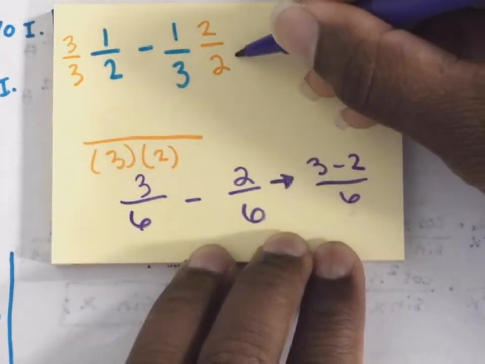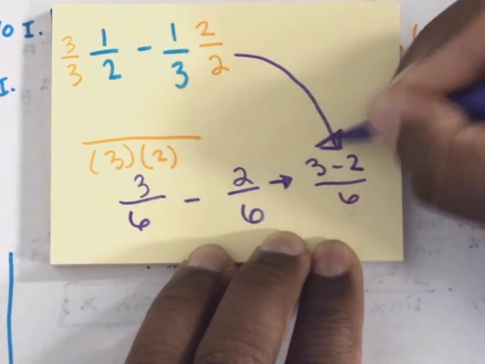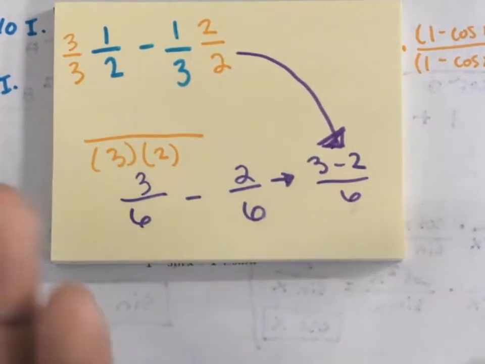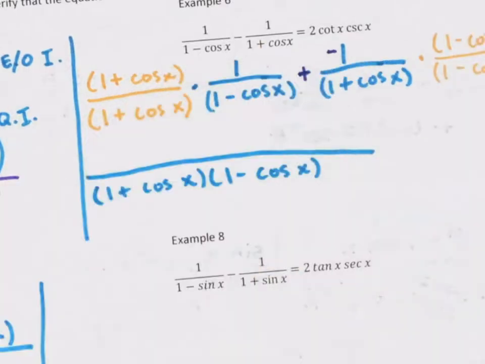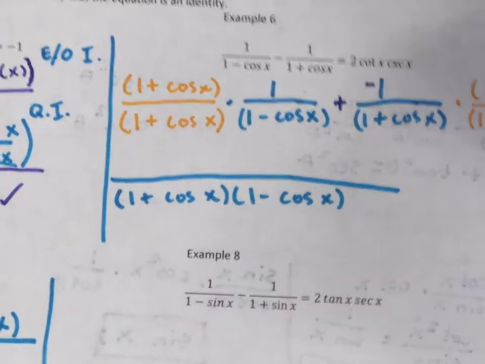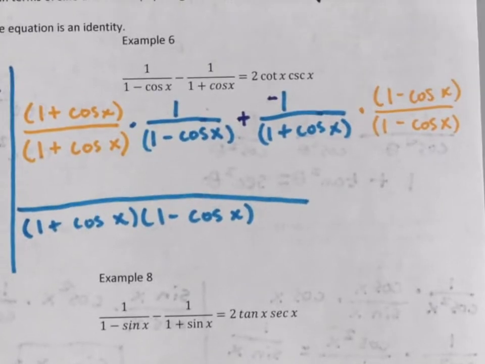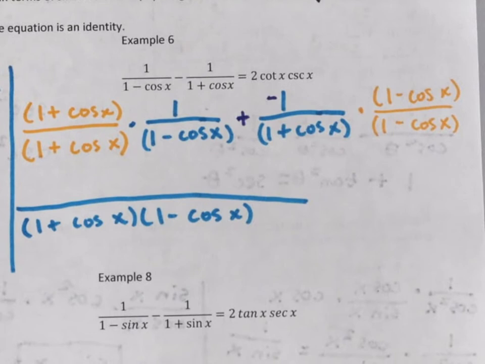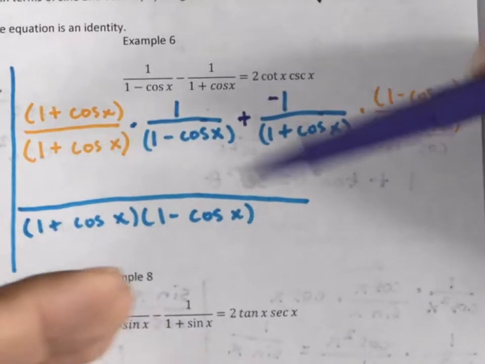What I did was I went from here to this. They both got a denominator of 6. Let me just put them together. Same thing here. They both got a denominator of this and this. Let me just put them together. That's a good question. Any other questions? Okay, so now we get to put everything over this.